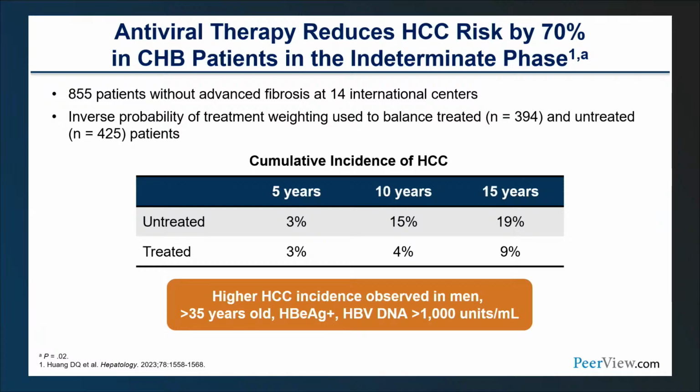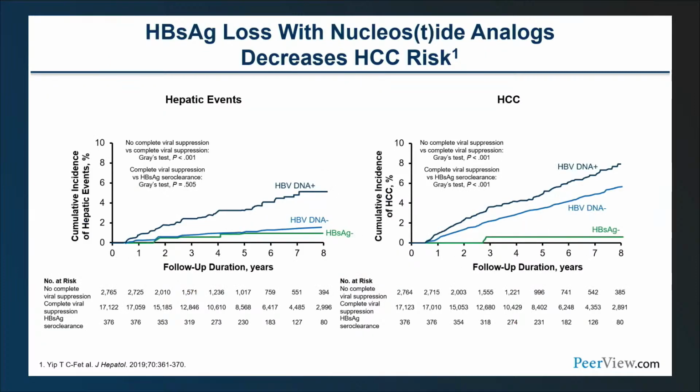So again, we want to prevent liver cancer. If you happen to be so fortunate that you clear surface antigen on your nucleoside or nucleotide analog, look what happens here. You can see in the graph, green is great, you've lost surface antigen. Look at your cumulative incidence of hepatic events, very, very low compared to those who have DNA. And look at your risk of HCC. DNA positive, it's up here, over 8 years you're close to 8%. If you clear surface antigen, your risk of cancer is much, much lower. So while we want to suppress DNA, which is great, and you can see here HBV DNA negative did better than DNA positive, you still do far better with surface antigen loss.